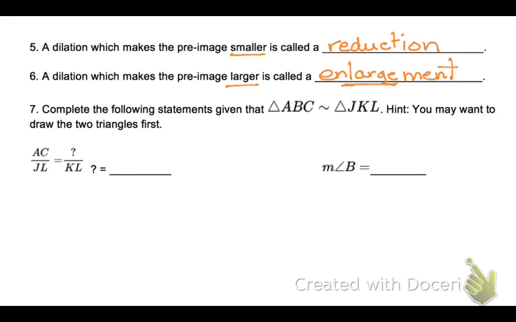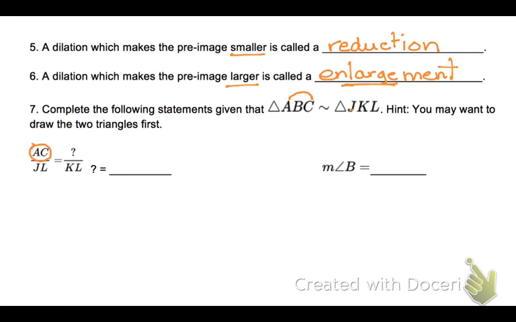Okay, so number 7, complete the following statements given that triangle ABC is similar to triangle JKL. Hint, you may want to draw the two triangles first. Well, first I'm going to do it without drawing them, and then I'll do it drawing them. So AC is a combination of A and C. And remember, when we write these similarity statements, the vertices A, B, and C have to be in the correct order. Okay, A corresponds to J, B corresponds to K, C corresponds to L. So A is the first one, C is the second one.